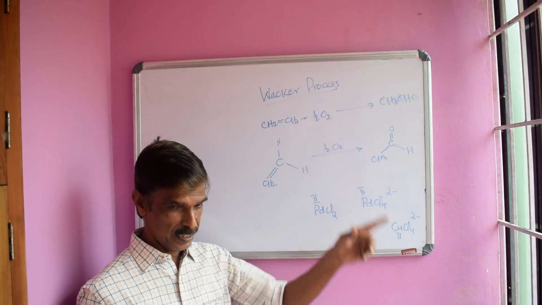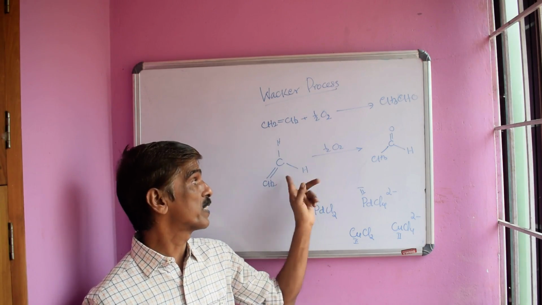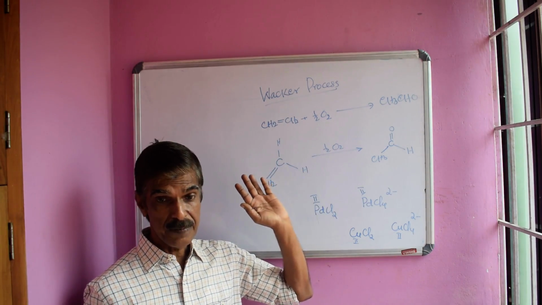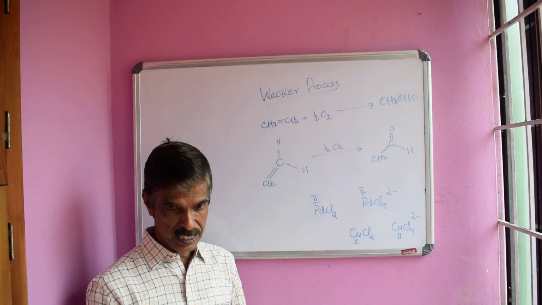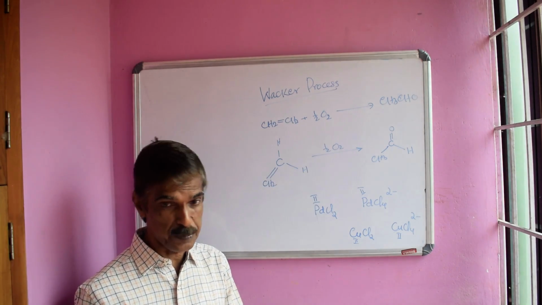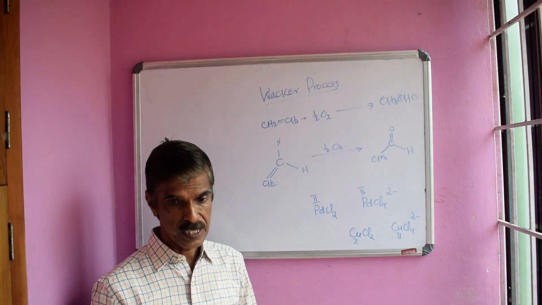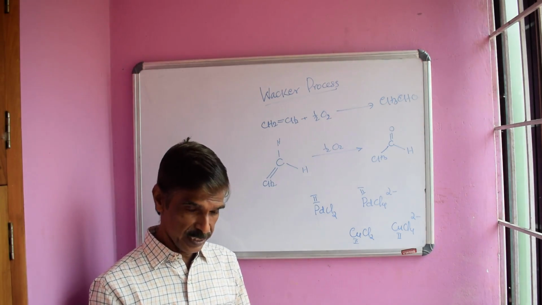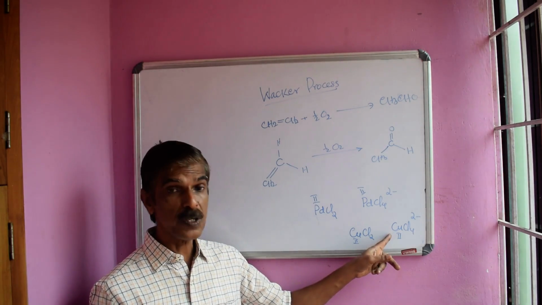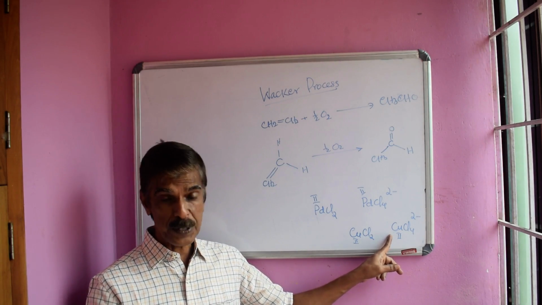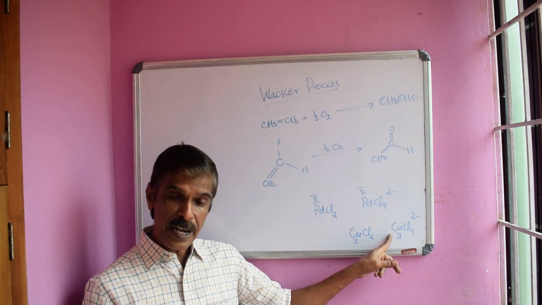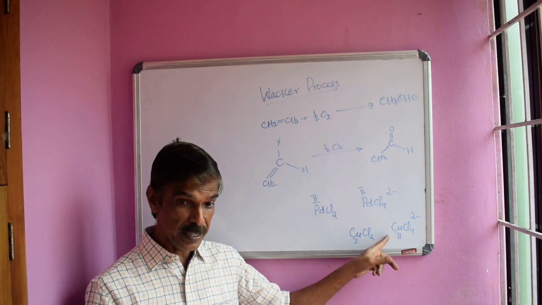See, the catalytic cycle involves the conversion of ethylene into acetaldehyde without the involvement of oxygen. But at the end we can see acetaldehyde is produced, but palladium is reduced into palladium 0. And palladium 0 is oxidized in the reaction mixture by copper 2, copper 2 being reduced into copper 1.